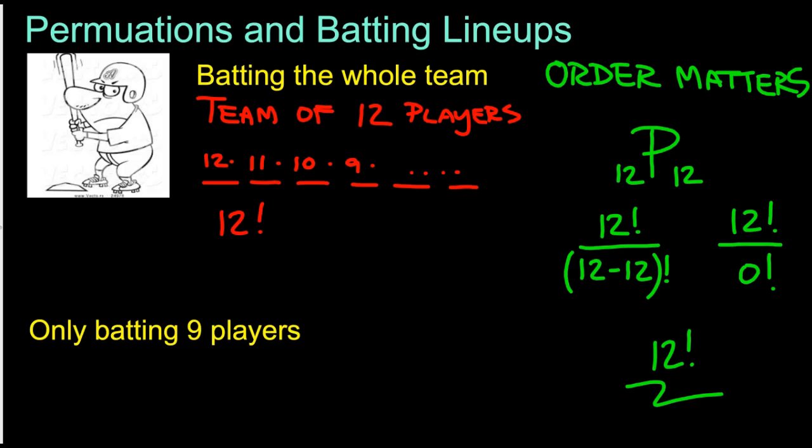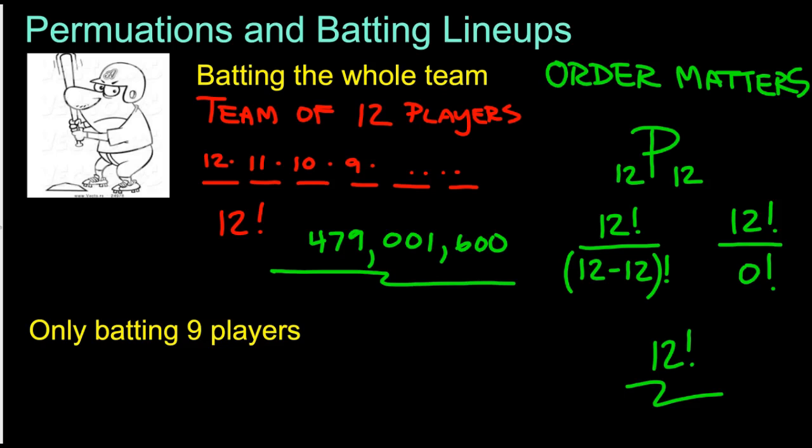What is 12 factorial? 12 factorial, that is 479,001,600. Cripes, that's a lot of different possible batting lineups.